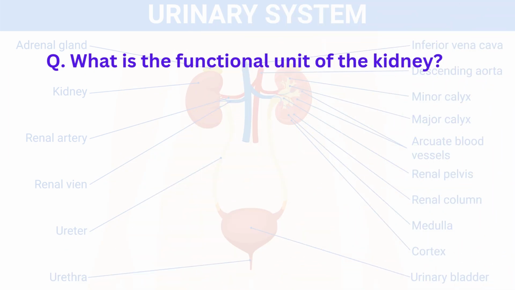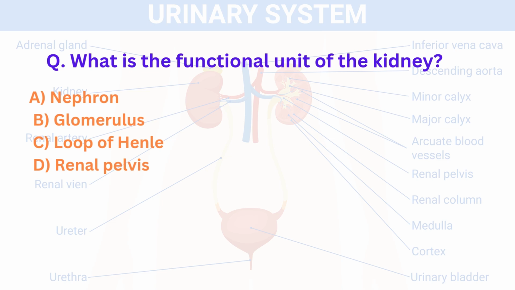First question is, what is the functional unit of the kidney? Options are nephron, glomerulus, loop of Henle, renal pelvis. What is nephron? Nephron is the structural and functional unit of the kidney that is responsible for filtration, reabsorption, secretion and excretion. Then what is glomerulus?